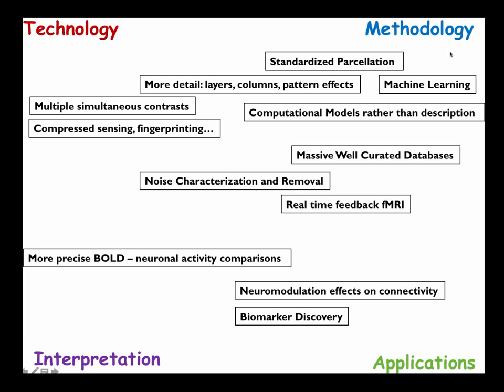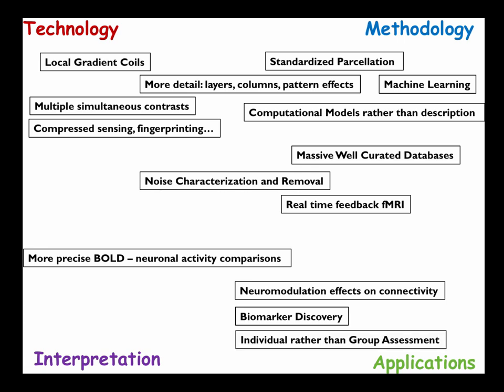Standardized parcellation, as I mentioned, that seems like a key issue in terms of development. Local gradient coils. The field is going back. Remember I showed you the local gradient coil at the very beginning. Now it's going back to local gradient coils just to avoid some of the dB/dt issues and even push the performance even further for DTI. And individual assessment rather than group assessment. That's sort of like a holy grail of fMRI that will make an inroad into clinical applications.